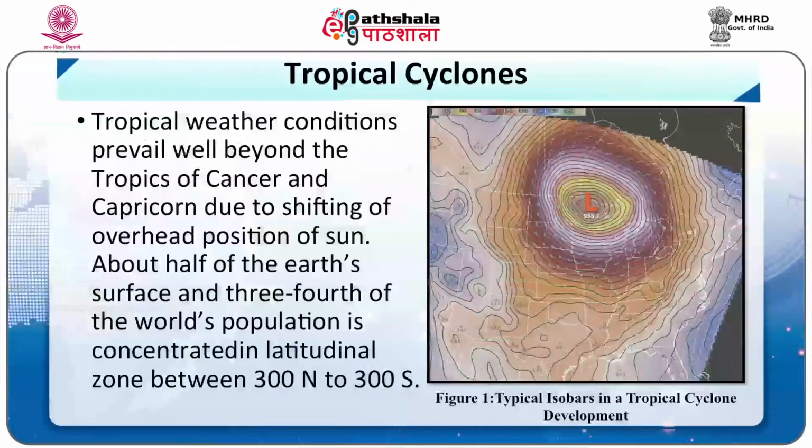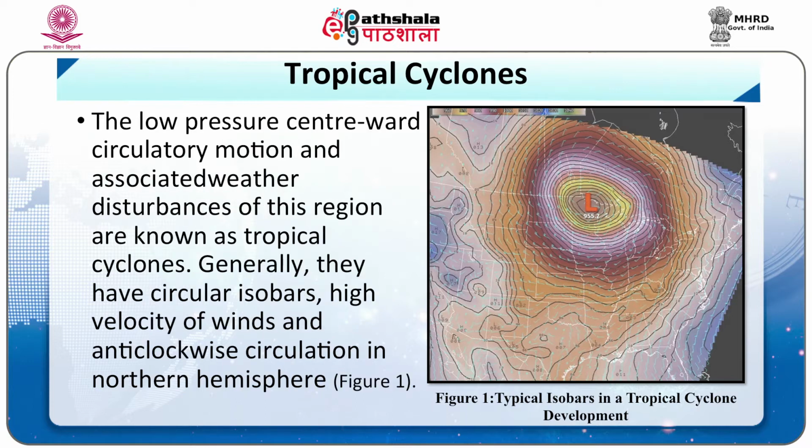Tropical cyclones. Tropical weather conditions prevail well beyond the tropics of Cancer and Capricorn due to shifting of overhead position of sun. But half of the Earth's surface and 3/4 of the world's population is concentrated in the latitudinal zone between 30° north to 30° south. The low pressure centers, circulatory motion and associated weather disturbances of this region are known as tropical cyclones.